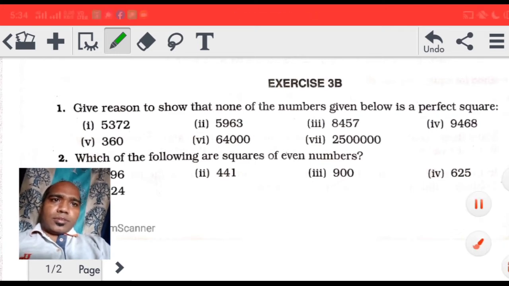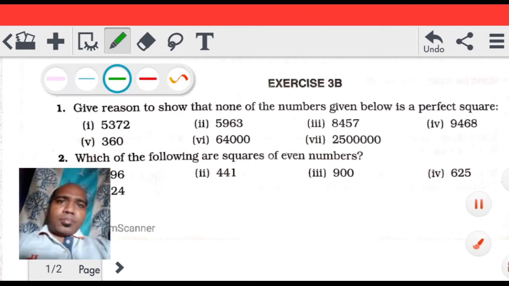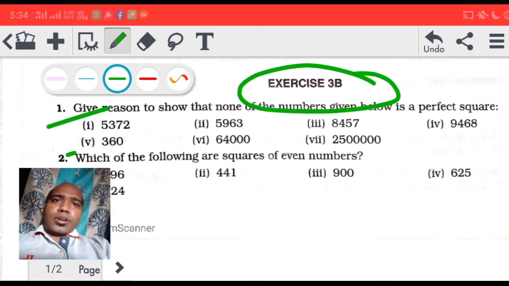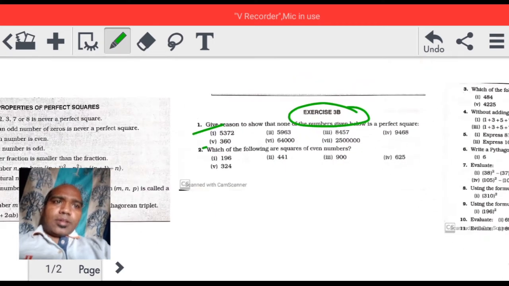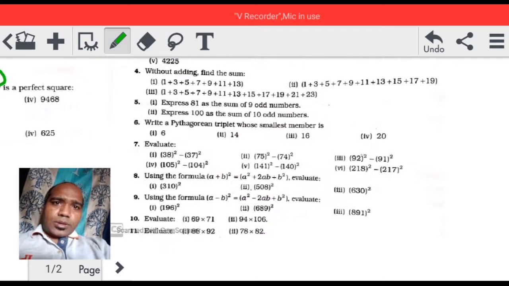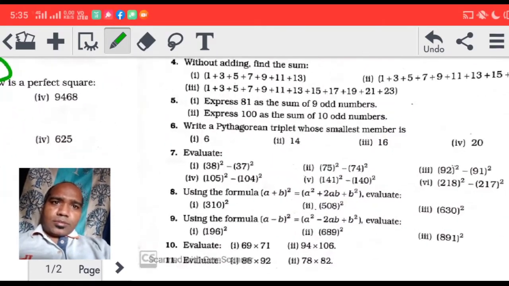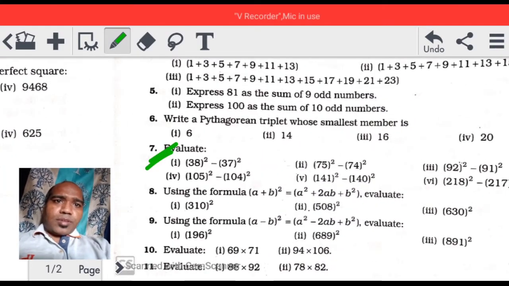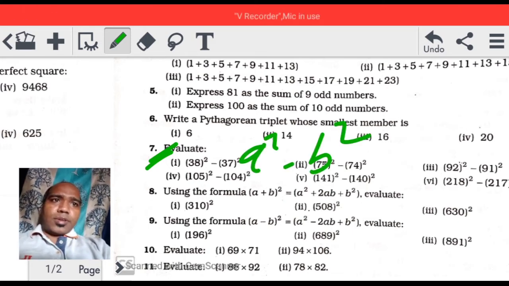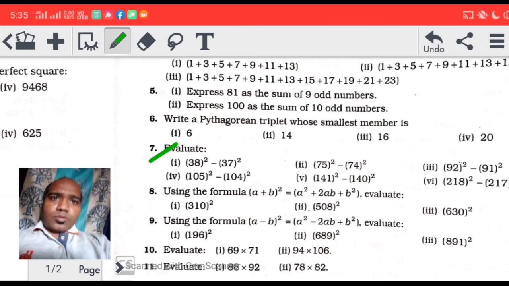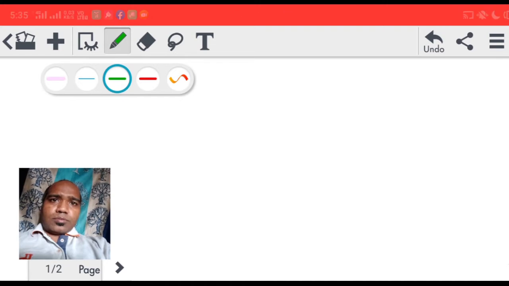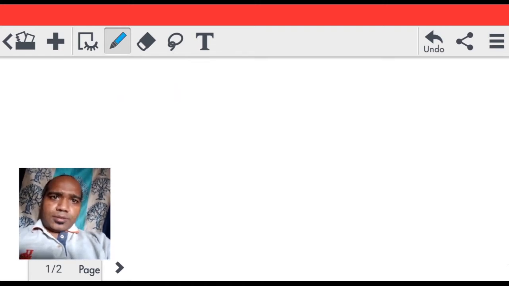Now, already we have discussed exercise 3B, questions number 1, 2. Then in exercise 3B, up to question number 7, I think we have done. Okay, up to question number 7 we have done. The a square minus b square formula we have already done, isn't it? So first of all I would like to discuss with you the three formulas which you need.